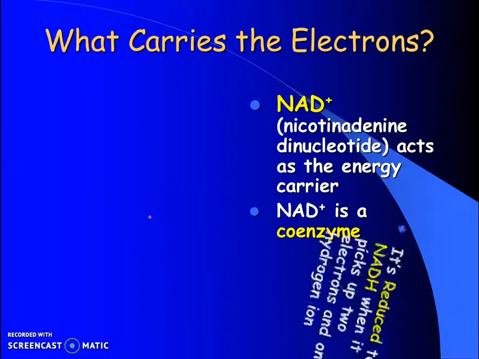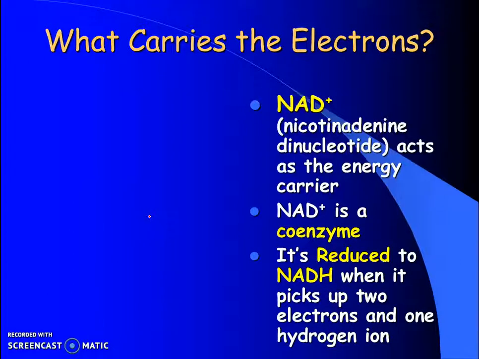So when we are talking about the transfer of electrons, it is not directly given to the molecules, but there are some carriers to carry the electrons. So what carries the electrons are NAD and NADH. These molecules NAD and NADH are the carriers of the electrons.